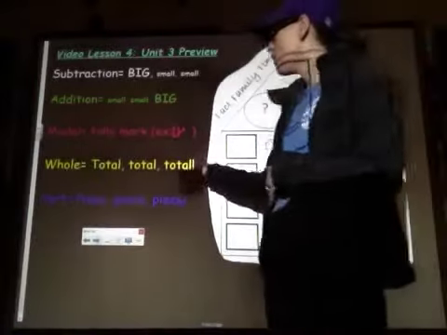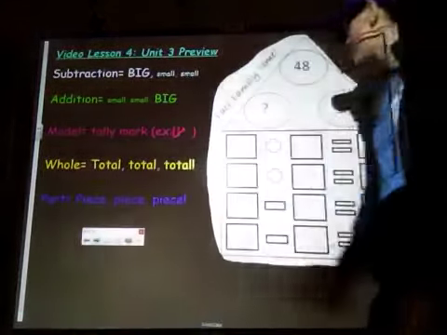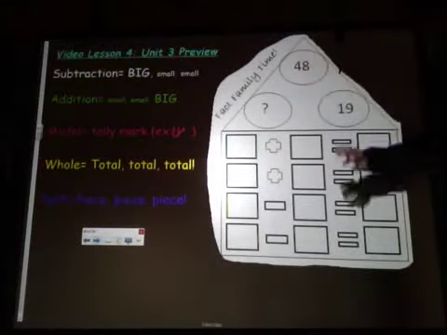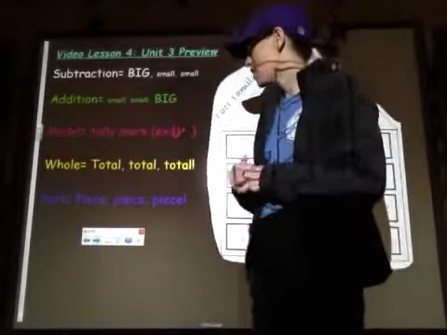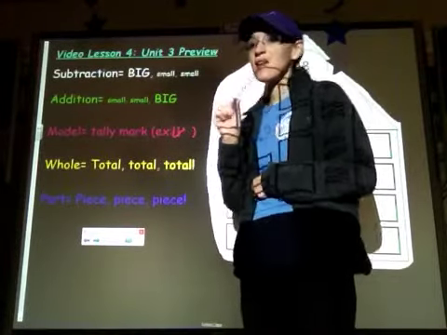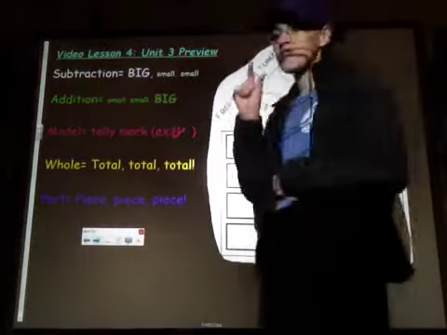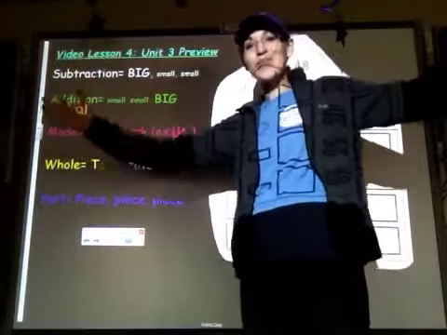Okay, whole is the total, total, total. And that's what I'm trying to get you guys to understand, that the total should be the greatest number if you put all the parts together. And then part is a piece, piece, piece. So the pieces or the parts are smaller than the total, or the whole, which is the total, total, total.